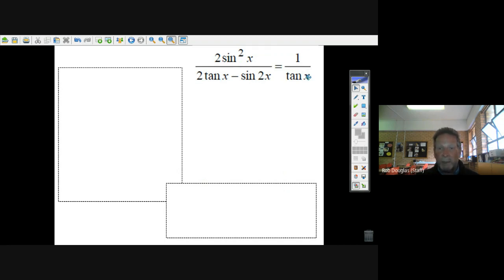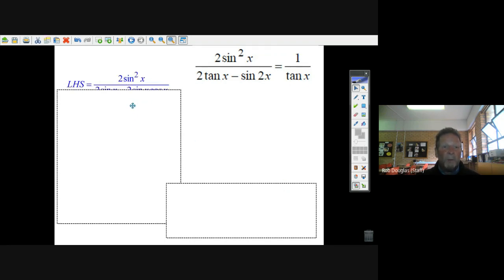But we know what we're trying to get to. 1 over sine over cos x. We'd like the whole thing just to be cos x over sine x, but let's just get started. Now, we start with the left-hand side. Now, I'm going to show you what you do. You get 2 marks for this.